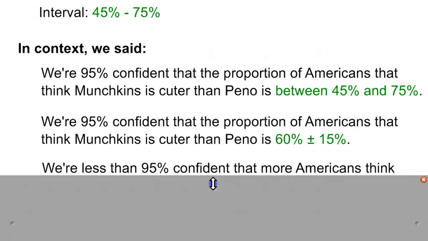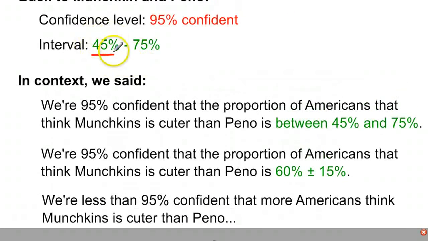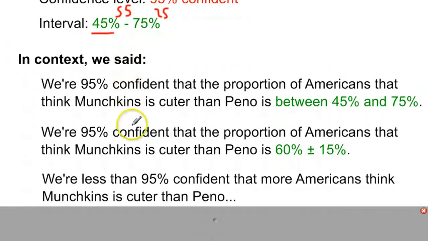Finally, we have an interesting conclusion that we're less than 95% confident that more Americans think Munchkin is cuter than Pino. Now, if 45% is part of our interval, that means that on this end of the interval, 55% think the kitty is cuter. Down here on the other end, only 25% think so, but there is a part of our interval where it's possible that more people think the cat is cuter than the dog. So we are not 95% confident that more Americans think Munchkin is cuter than Pino.